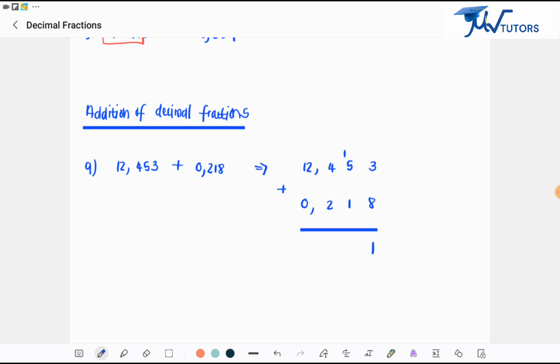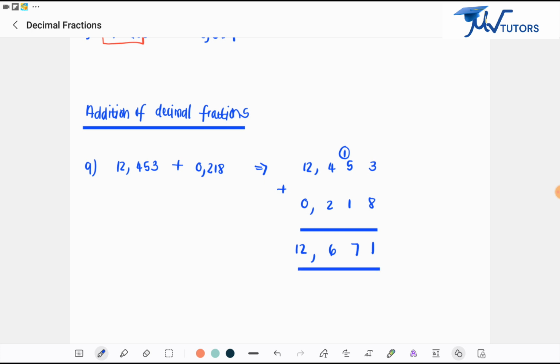I hope you remember all of that. And then we're going to take the 5 plus 1, which is 6, and we're going to add with that number that we carried. Okay, so it's basically going to be 7. Then 4 plus 2, that is 6. And then 12 plus 0, that is just 12. So that is basically our answer, 12.671.